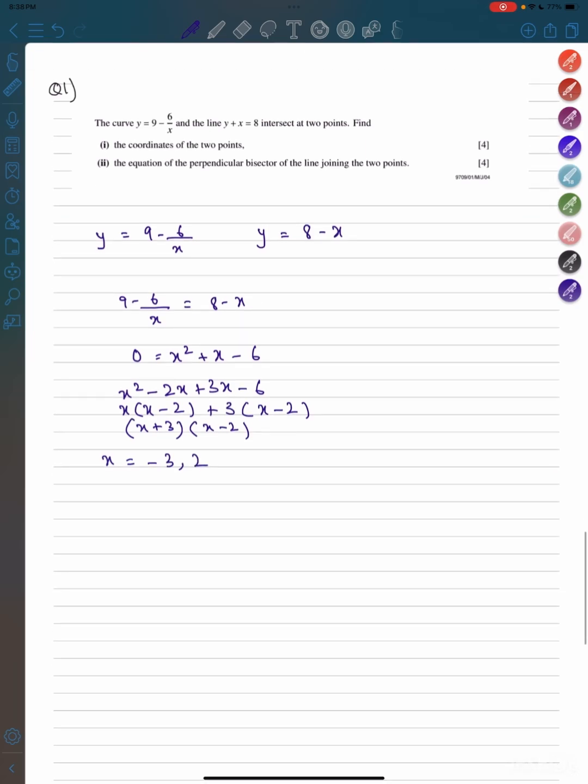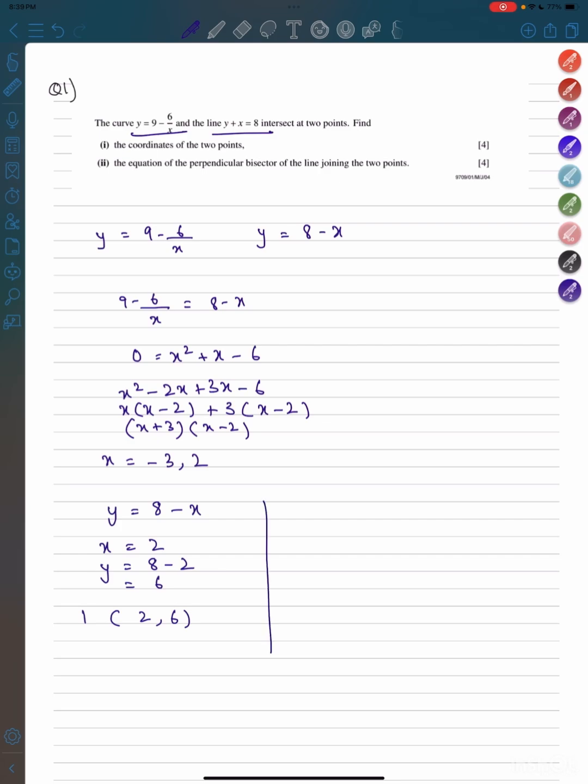I'm going to use these x coordinates to find the y coordinates. You can pick any of these two equations and insert the x value. I'll use the other one. I'm going to use y equals 8 minus x. And when x equals 2, y equals 8 minus 2. That gives us 6. So our first intersection point is 2 and 6.